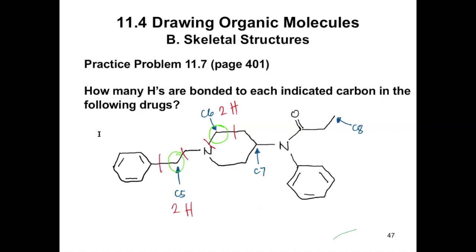And then for C7, this is your carbon atom bonded to 3 atoms, 1, 2, 3. So it can still accommodate 1 hydrogen atom. Tapos yung C8, this is C8. So, isa lang yung nakabond sa kanya. That's why it will still accommodate 3 hydrogen atoms.